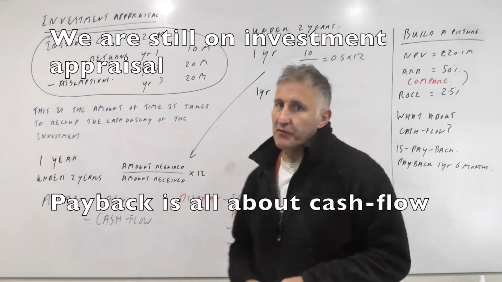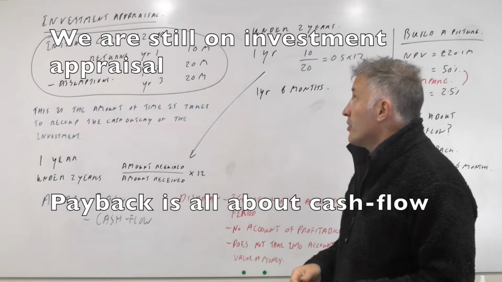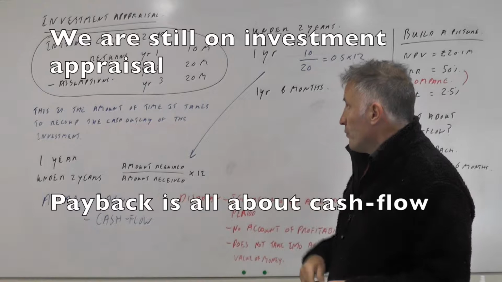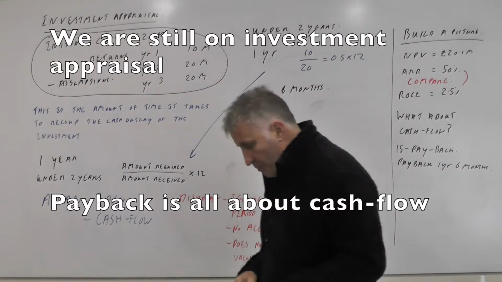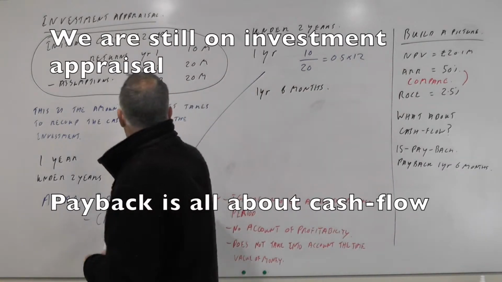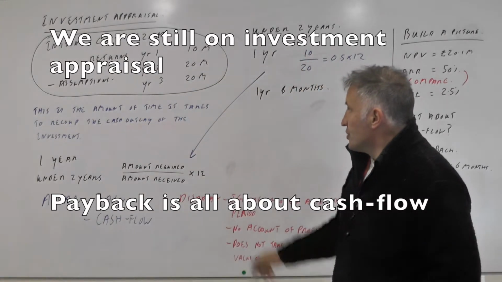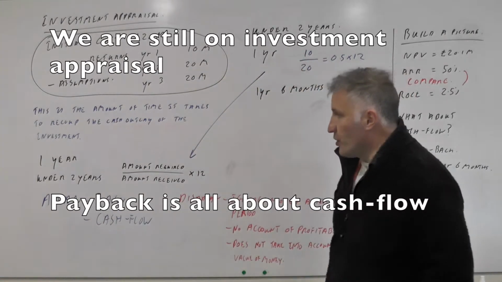Anyway, this is number 15, and this one here is payback period. Now this is the third part of investment appraisal, and once again we've got the same example up here. £20 million investment, we get back £10 million year one, £20 million year two, £20 million year three.